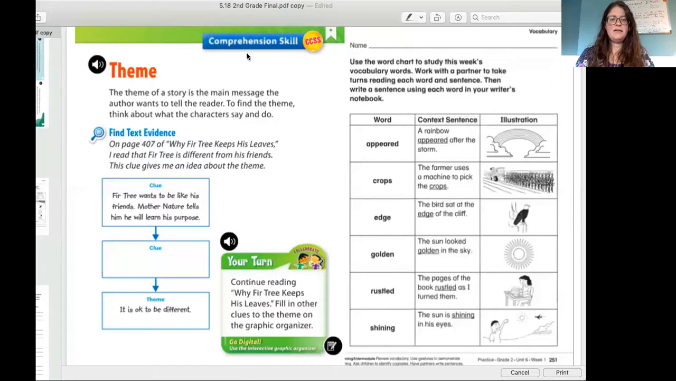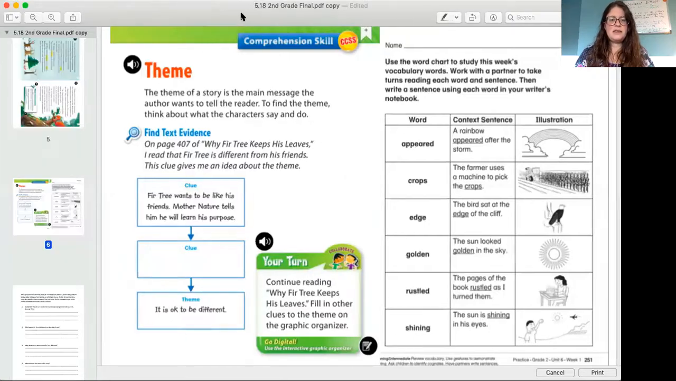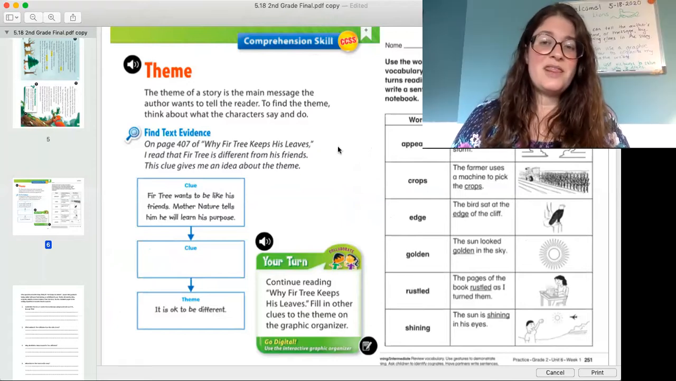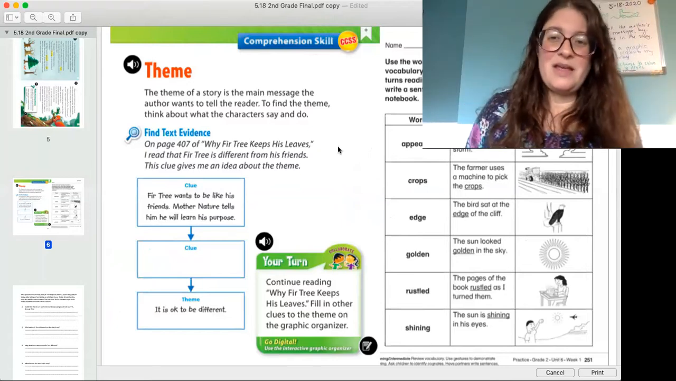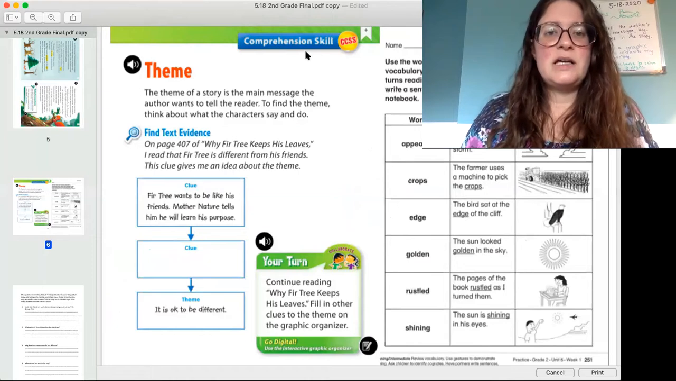In reading, we are going to look at this page in your packet, which talks about the theme in a story. Now, you might have heard this as knowing the moral of the story. Your parents might have heard that term before. That's really what theme means, is what is the big message the author is trying to tell you.